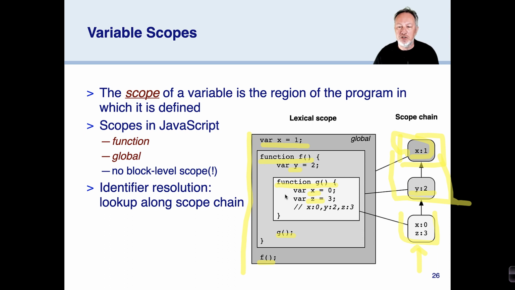So within the function g, if we're looking for the variable z, we'll find it immediately. If we're looking for the variable y, we start looking in our nested lexical scope. We don't find it here, but we'll find it there. If we're looking for the variable x, we will find it immediately. Notice that this x is hiding or masking this x. So when you define a variable in a more refined scope, it may hide a variable that's in an outer scope. And that's perfectly fine, or in some languages it may be considered an error or a warning.